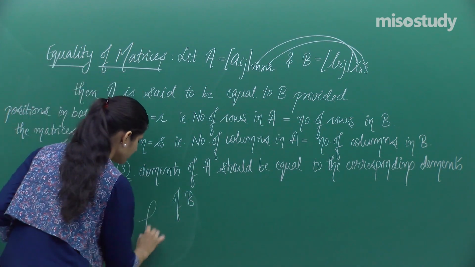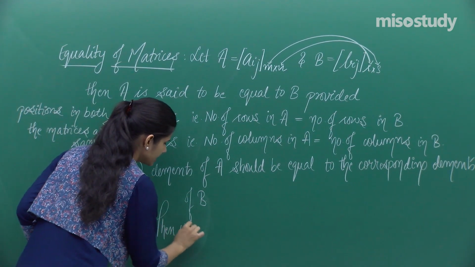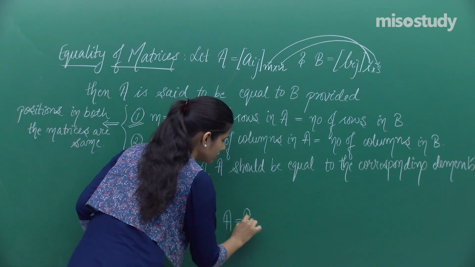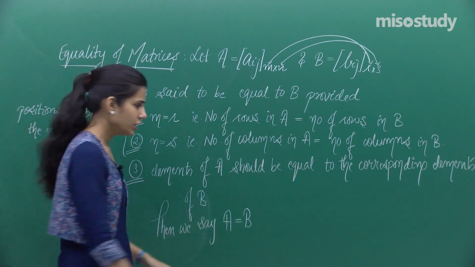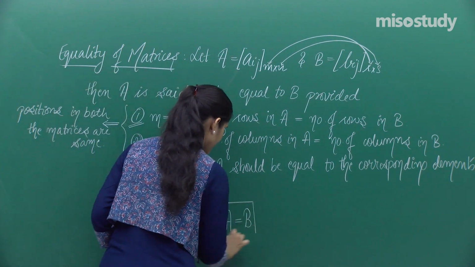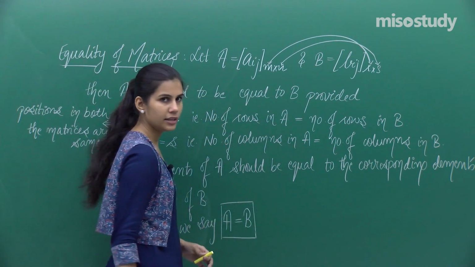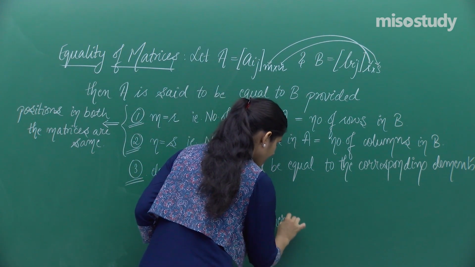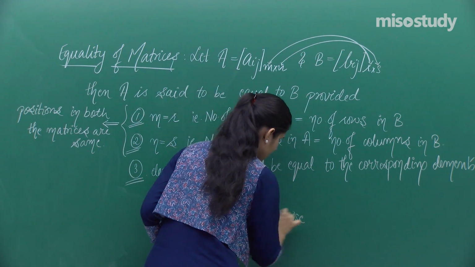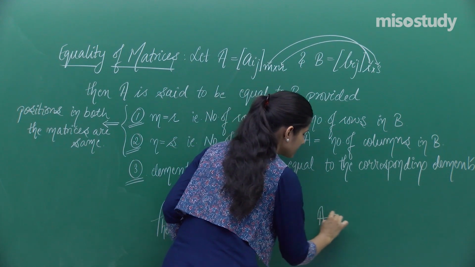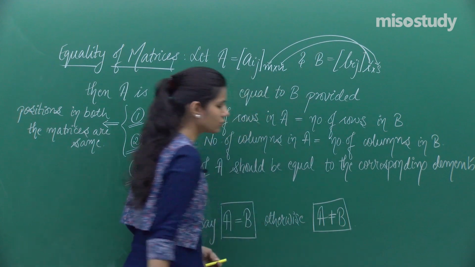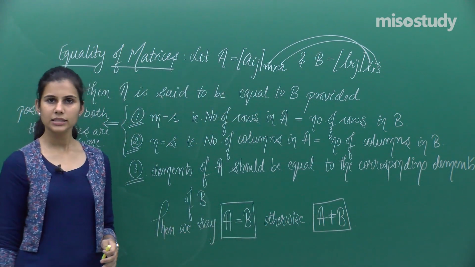Then we say A is equal to B. This is the notation used to imply the equality of two matrices A and B. Otherwise, A is not equal to B. This is another notation. Is it understood?